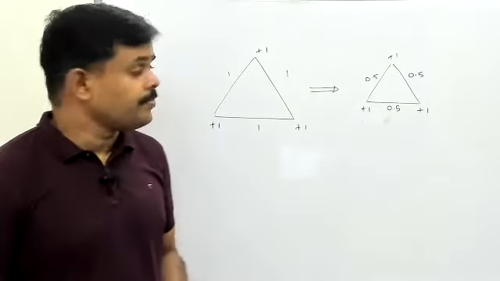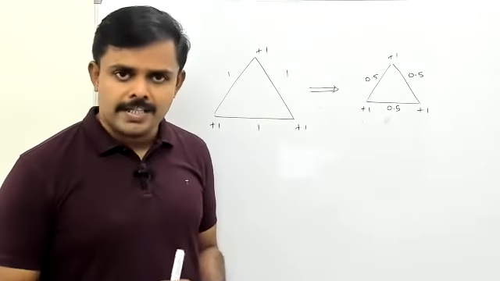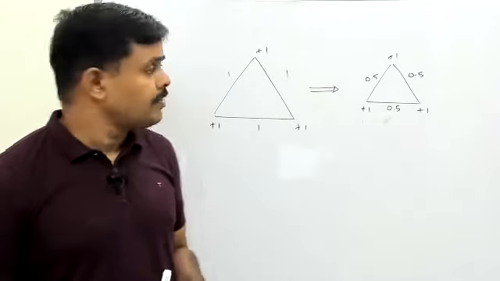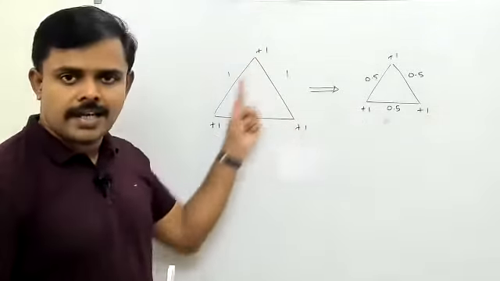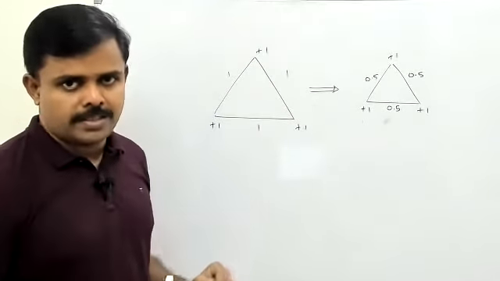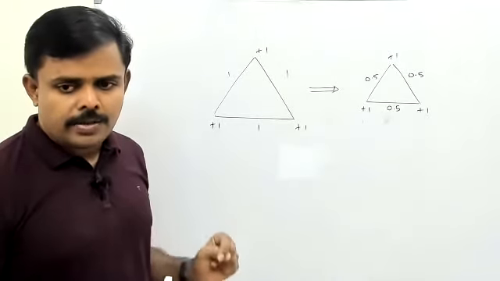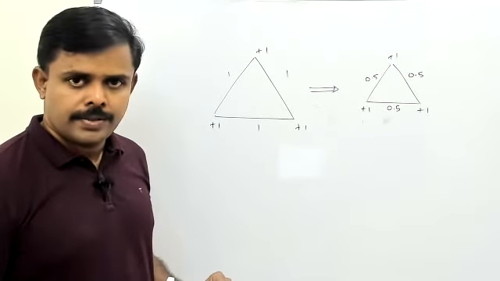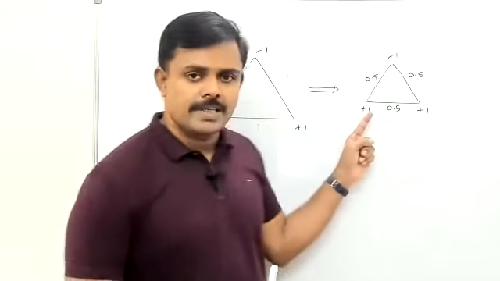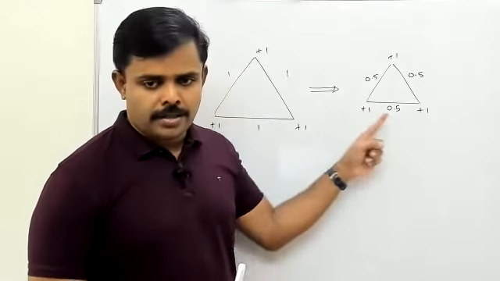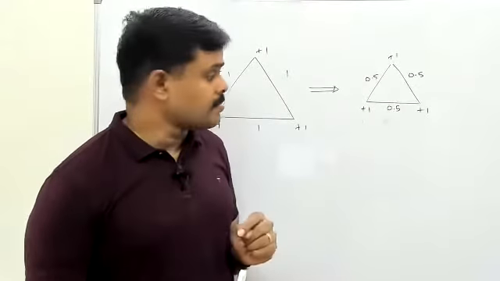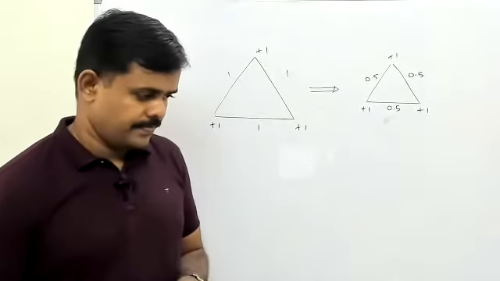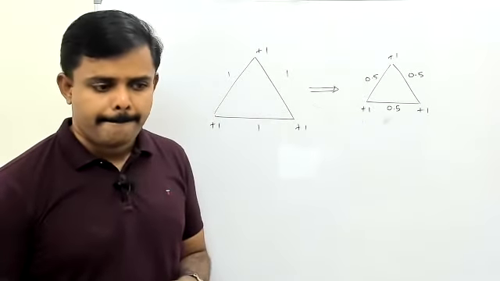Repeating the question one more time. 3 charges plus 1 coulomb each are placed at the corners of an equilateral triangle of side 1 meter. Calculate the work done to assemble them at the corners of a smaller triangle of side 0.5 meter. Did you get the question?